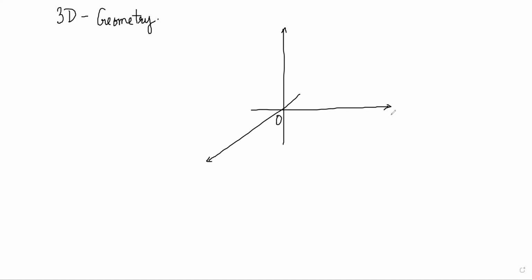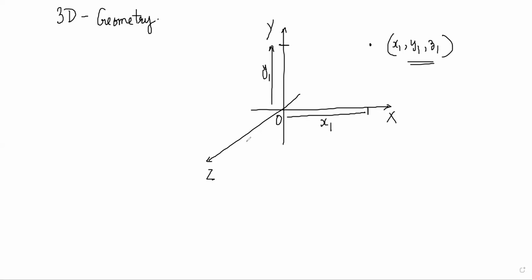So this is O, this is X, Y, Z. Now there is a point in space. It has coordinates x1, y1, z1. We know what all of this means. It means the point is at x1 distance in the x direction and y1 distance in the y direction and z1 distance in the z direction. Right? Yes, sir.